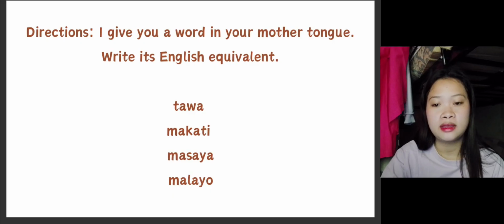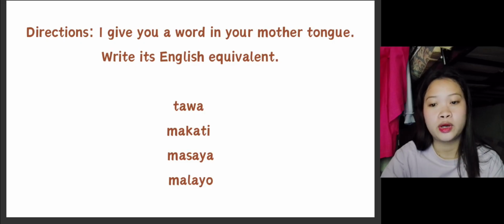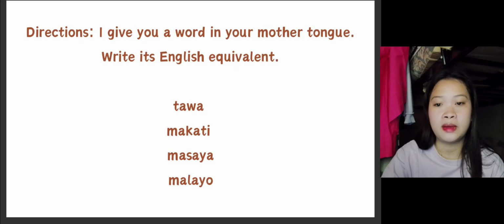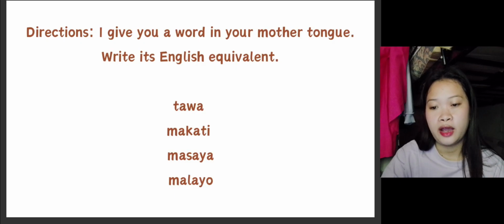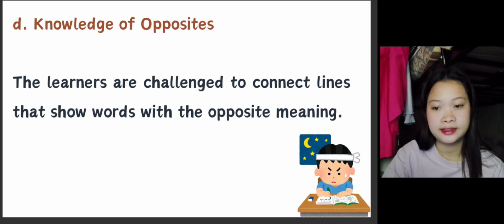So if kabalo ang bata ani, if kabalo siya kung unsa ang English equivalent ato na mga words, mahibala na to kung unsa ang mga words ang nahibalan sa bata, pinaagi ani na test. Next, we have the knowledge of the opposites.